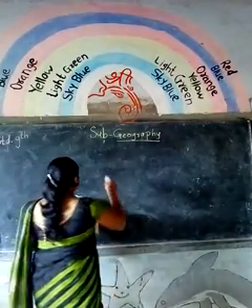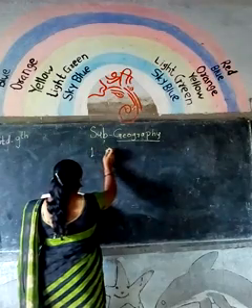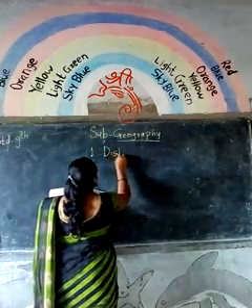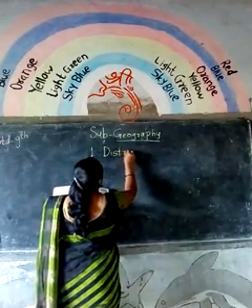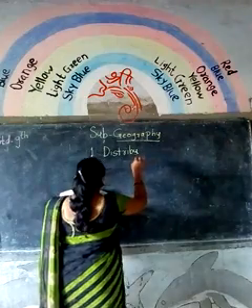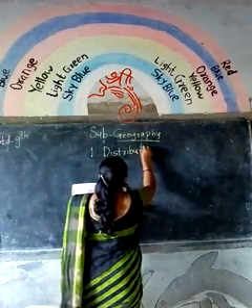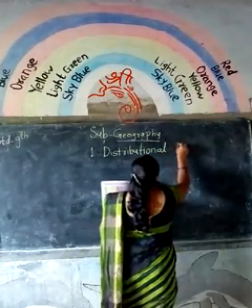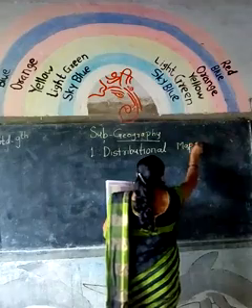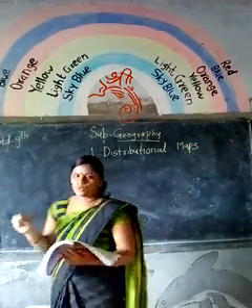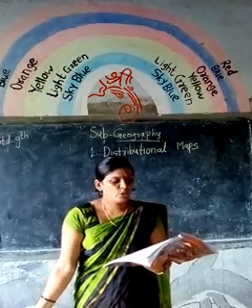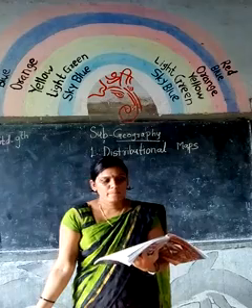First chapter name is distributional map. Distributional map. So tell me, what is the definition of thematic map?